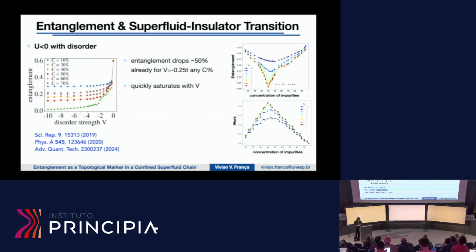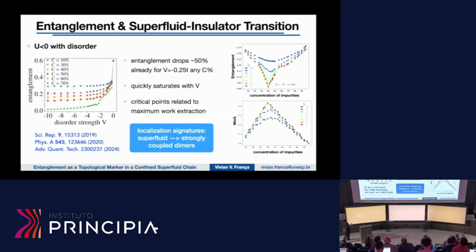And actually this result here we could nicely combine with work extraction in this system, in a particular type of quench that we perform in the chain, with a smaller chain and so on. But it was nice to see that this particular critical point where entanglement goes to 0 was related to the maximum extraction of work. But from this respect, for this third case, I would say that the localization signatures here are both the fast drop and the saturation.